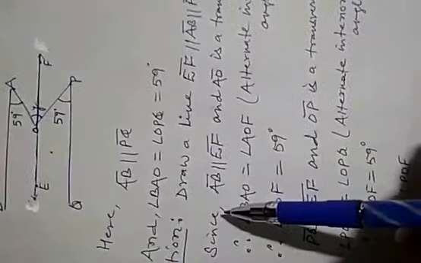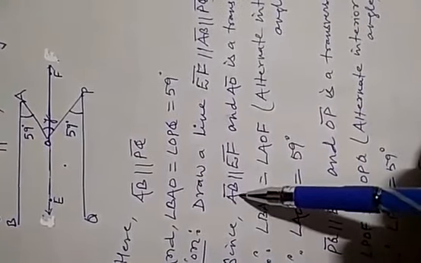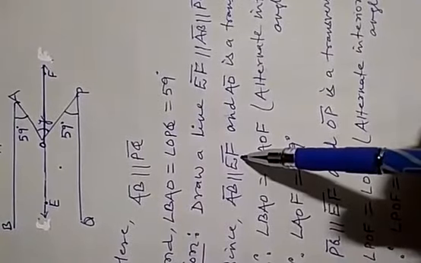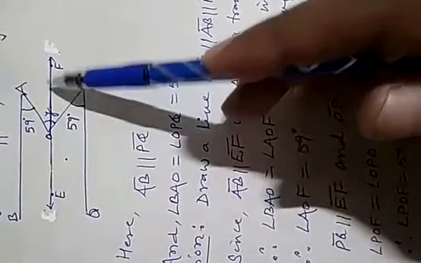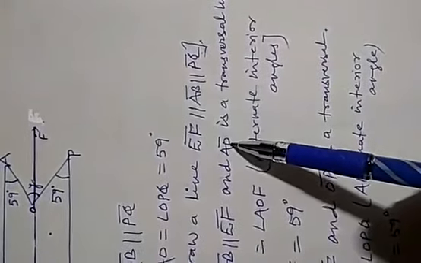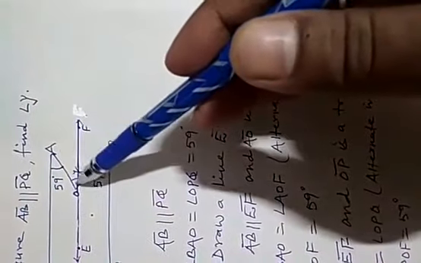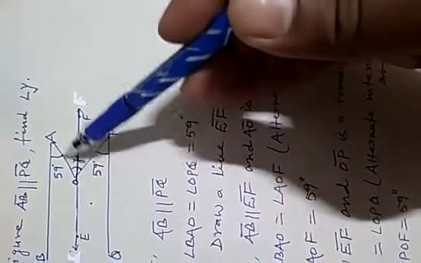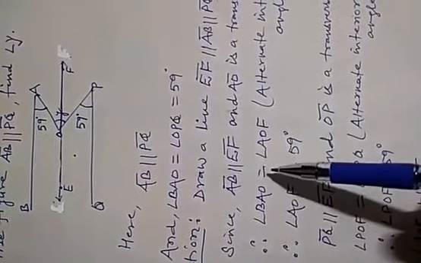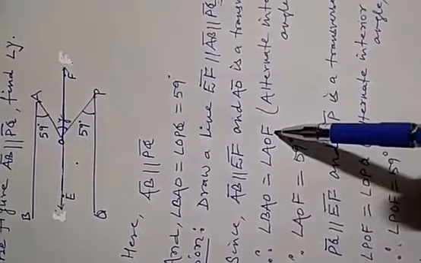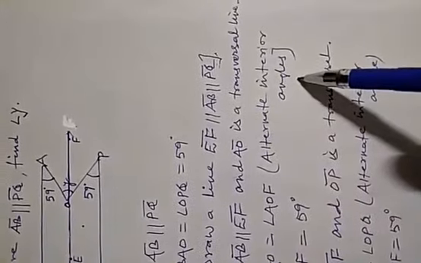Now, since line segment AB is parallel to line segment EF and AO is a transversal line, therefore angle BAO is equal to angle AOF. Alternate interior angles.